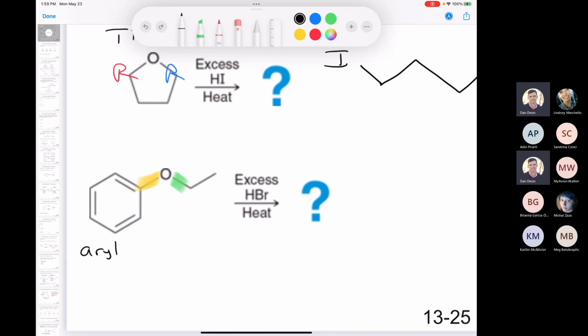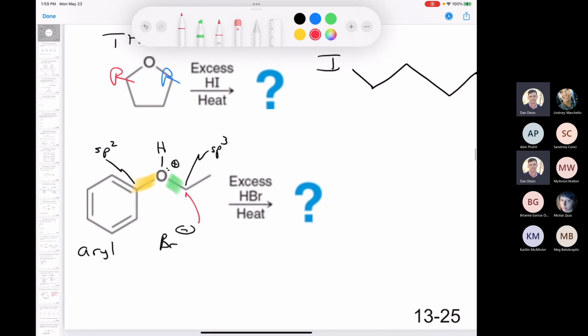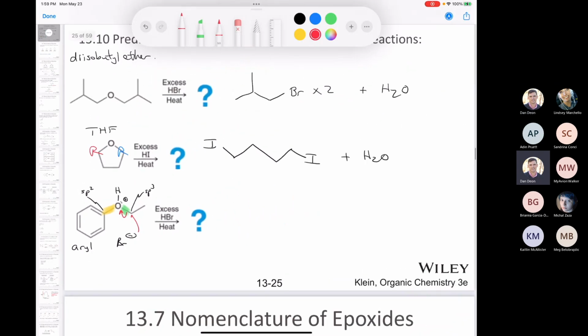And the reason why is, let's say you protonated this with a strong acid. This is an sp2 hybridized carbon, and a nucleophile cannot come in and do a substitution reaction on an sp2 hybridized carbon. It doesn't happen. It's got to be on an sp3. So this carbon is sp3 hybridized, and so our bromide, which is our nucleophile, can come in and attack over here like this. And so the products that we would get from this reaction would be phenol, and we would also get ethyl bromide. You don't get water.